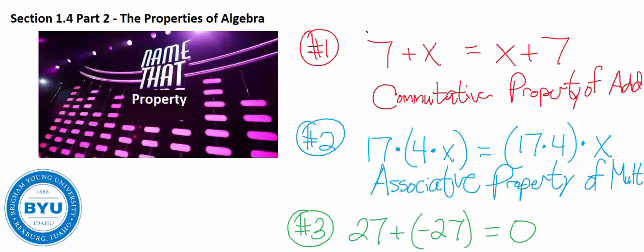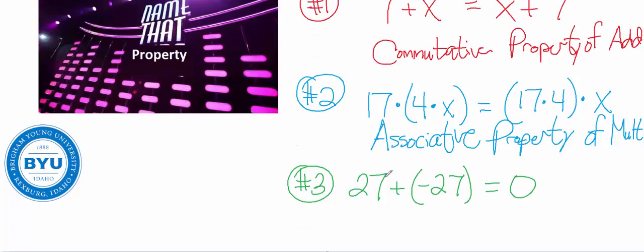Here's the next property. 27 plus a -27 equals 0. What property is this? Let's see if you get it. Pause the video, and we'll check it in just a sec. Time's up. Notice that we started with 27, and then we undid it. We undid it, and that got us 0. That right there is the inverse property. Inverse property because it undoes. Inverse property of addition.